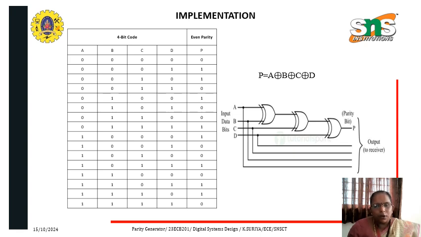And when we draw the Karnaugh map and simplify the output for even parity, we'll be getting A XOR B XOR C XOR D. So we'll be getting the circuit as shown here for the parity bit P, which is A XOR B XOR C XOR D, and along with the parity bit, all the inputs A, B, C, and D will be transmitted to the receiver as shown in the diagram.